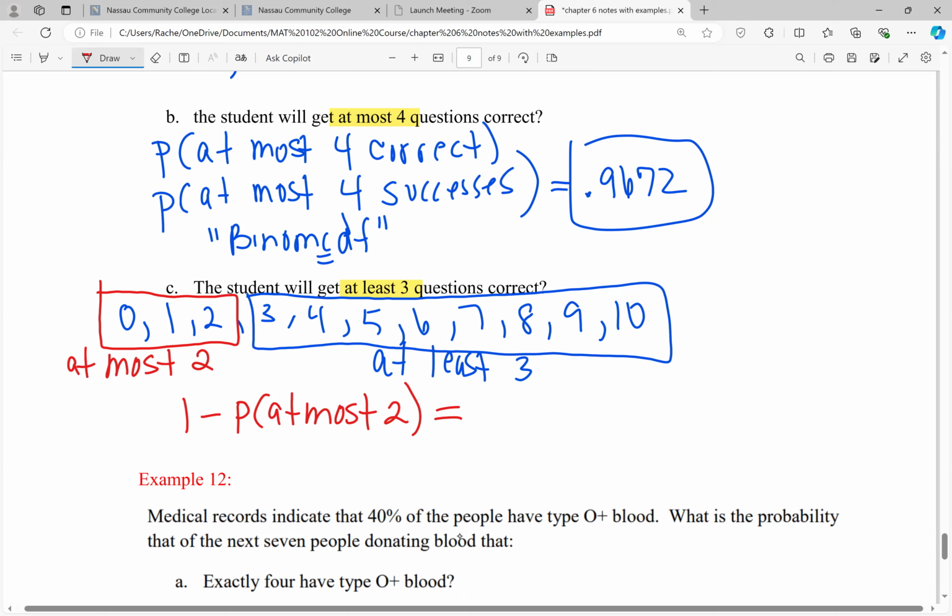Because if I were to add up all those probabilities, remember, the probabilities of all the events in a sample space are going to add up to 1, or the outcomes, I should say. So if I do 1 minus what's in red, that's going to leave me with everything else that's in the blue. And I know how to do that because that's at most, and that's binom CDF, right? So we could do 1 minus at most 2, which is what we're going to do. So let's go over to the calculator.